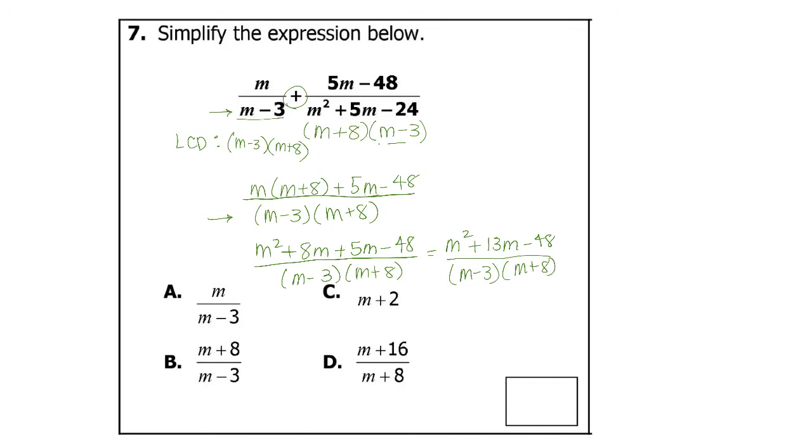Now this numerator should factor, and so it looks like we're going to have 16 and 3. So I'm going to have m plus 16 times m minus 3. And now we can do our canceling, and so the m minus 3's are going to cancel. So I will be left with m plus 16 over m plus 8, and that's going to be answer choice D.